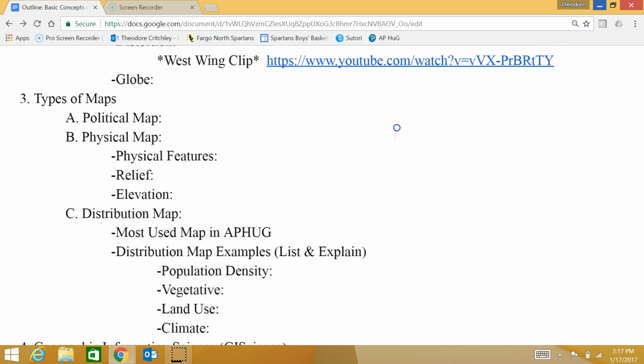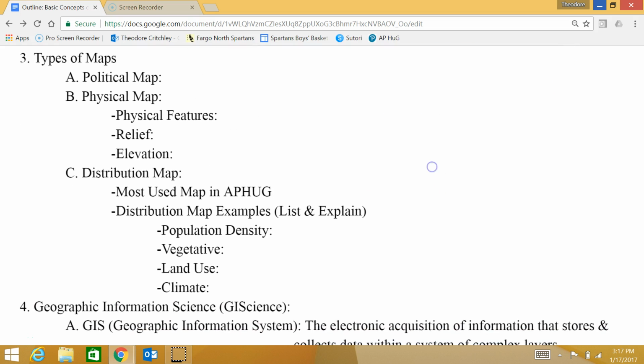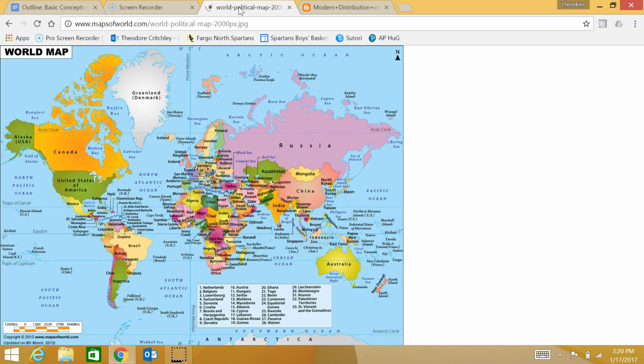Now, there's different types of maps. In our world cultures class, and probably in 7th grade in your geography class, you focused on using political maps. Political maps, you guys, are used to outline the boundaries or borders between two or more places. So if we take a quick look here, here's an example of a political map, again, where it outlines the boundaries or borders between two or more places.